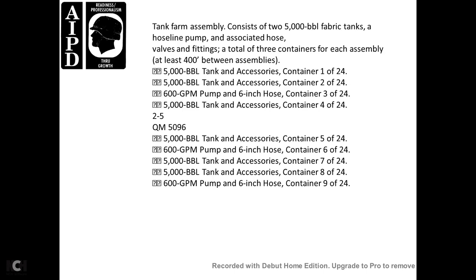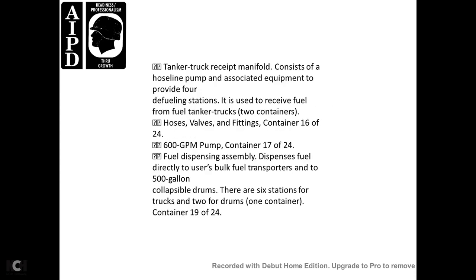5,000 barrel tank accessory container 1 of 24. 5,000 barrel tank accessory container 2 of 24. 600 gallon per minute pump with the 6-inch hose, container 3 of 24. 5,000 barrel tank accessory container 4 of 24. 5,000 barrel tank accessory container 5 of 24. 600 gallon per minute pump and 6-inch hose, container 6 of 24. 5,000 barrel tank accessory container 7 of 24. 5,000 barrel tank accessory container 8 of 24. 600 gallon per minute pump with hose line and 6-inch hose, container 9 of 24.